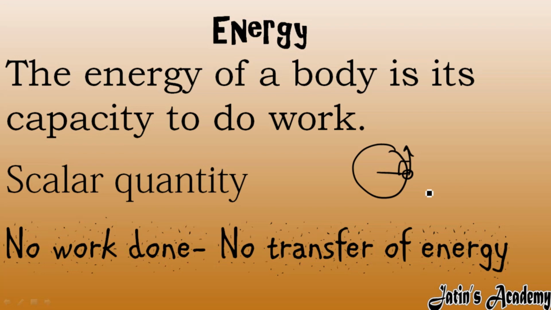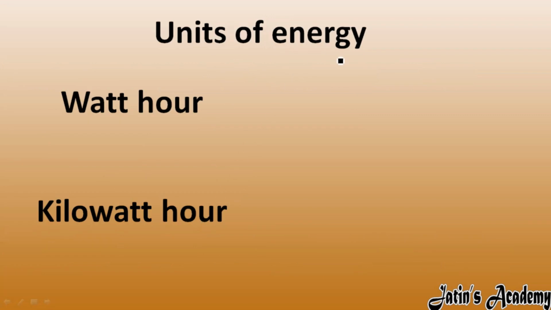We know that energy can be transferred from one point to another point. Conservation of energy states that energy can neither be created nor destroyed, but it can be transferred from one point to another point or from one form to another form. But when work done is zero, we can't transfer the energy, and one example is circular motion. Clear? Now we will see the units of energy.